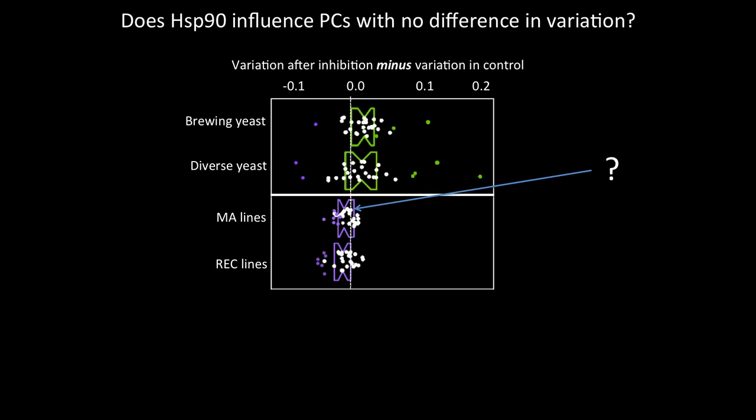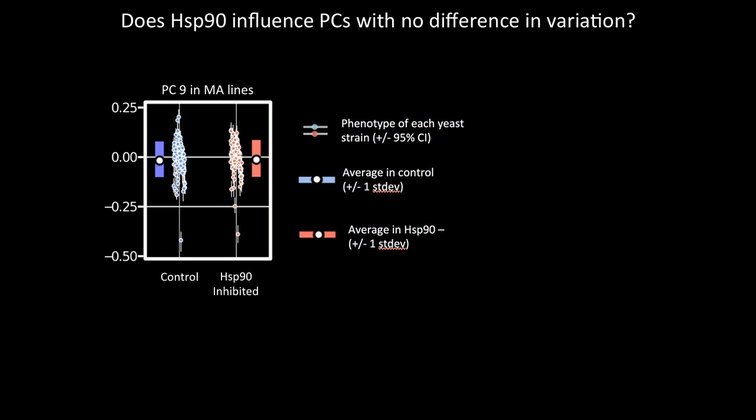Another piece of evidence comes from if we look at principal components that don't appear to be strongly affected by Hsp90 inhibition. So here's such a PC, and you can see that when we inhibit Hsp90, the amount of phenotypic variation between these strains doesn't increase too much or decrease, but you can still ask, is Hsp90 inhibition having an effect on individual yeast strains?